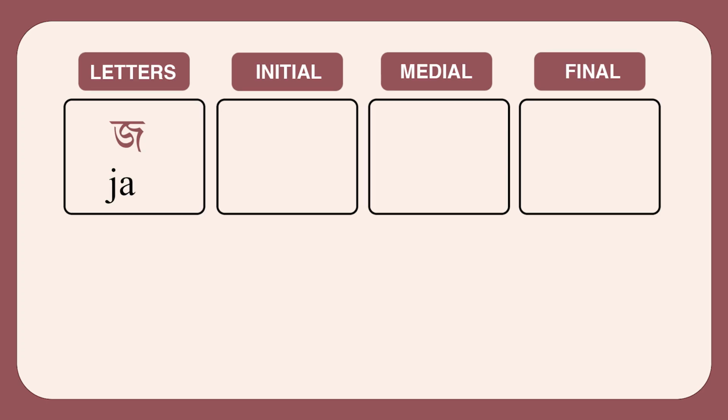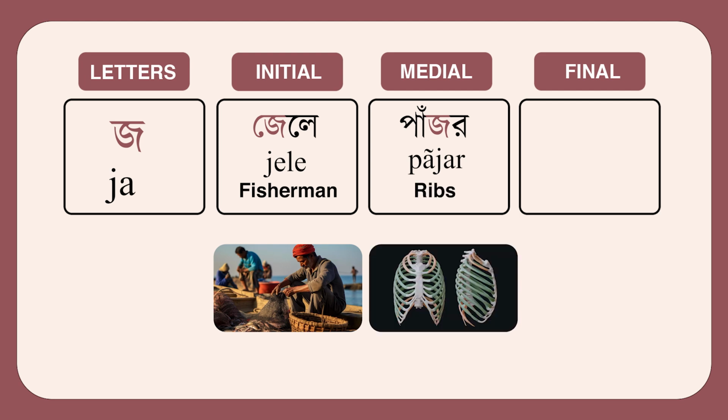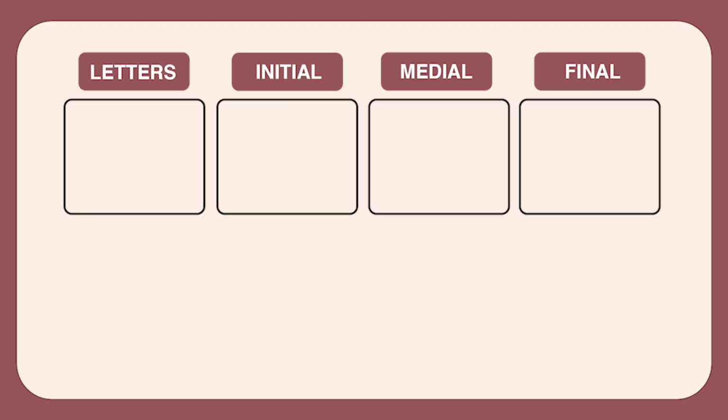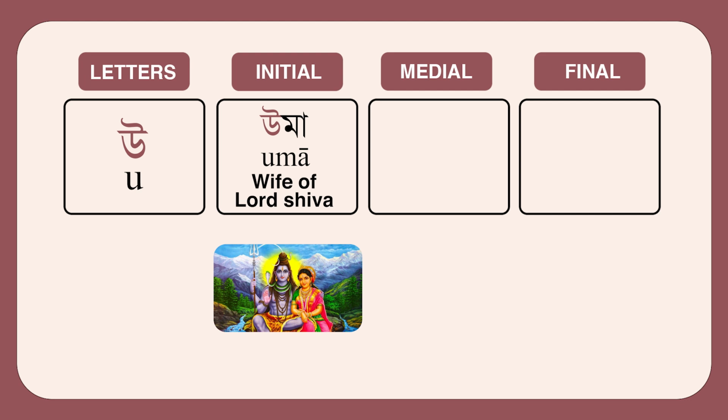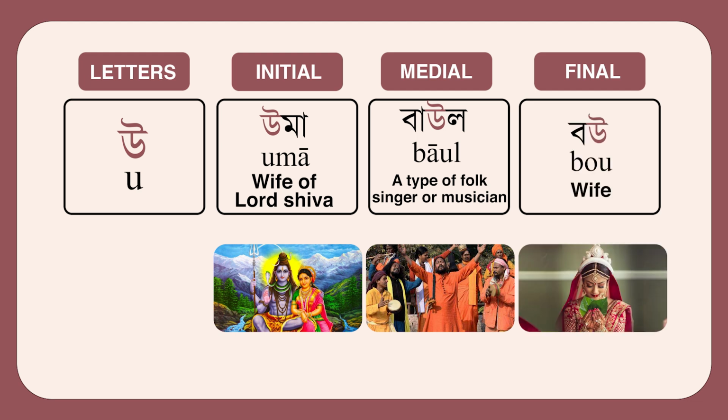The next letter is Borgeja. In initial position, it can occur in Jele, which means fisherman. In medial position, it can occur in Pajor, which means ribs. In final position, it can occur in Jahaj, which means ship. The next letter is Hosho. In initial position, it can occur in Uma, which means another name of Parvati, the wife of Lord Shiva. In medial position, it can occur as in Baul, which means a type of folk singer or musician in Bengal. In final position, it can occur in Bow, which means wife.